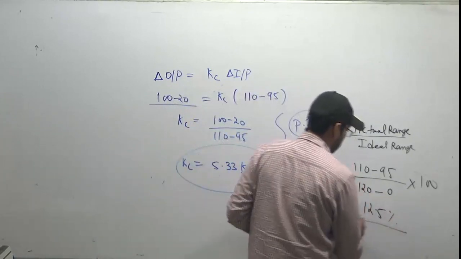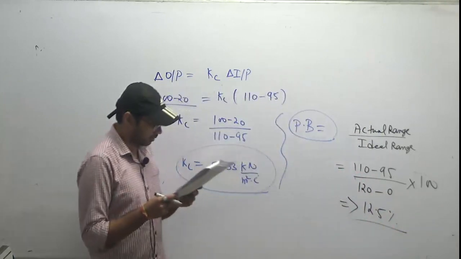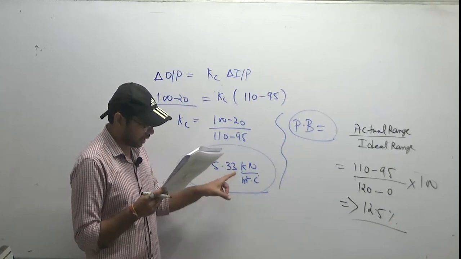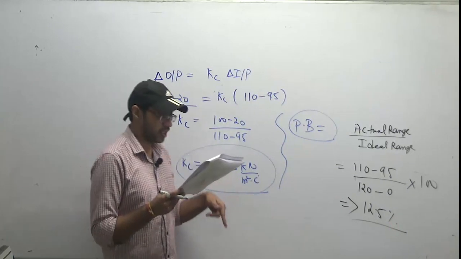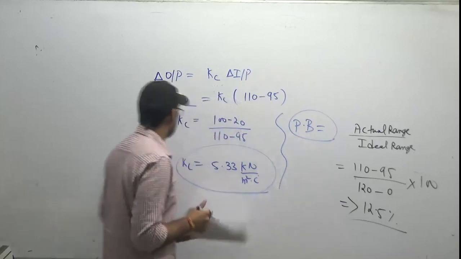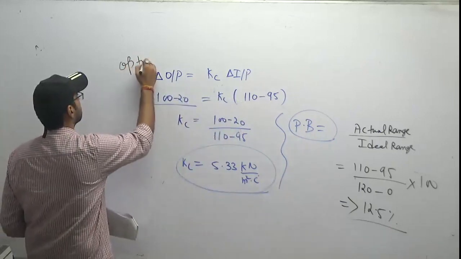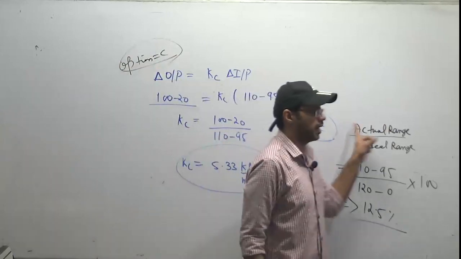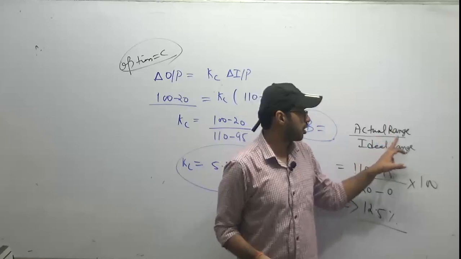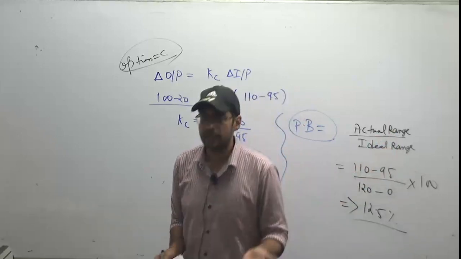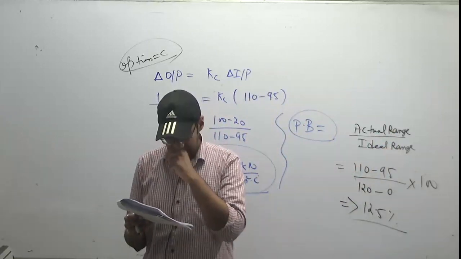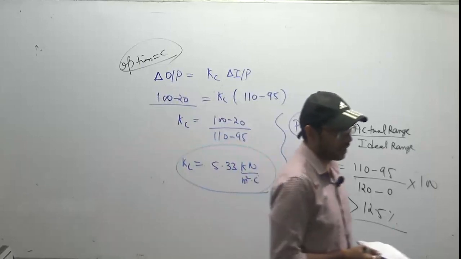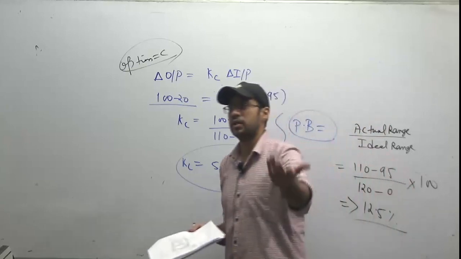12.5 percent. So according to this, sensitivity we are getting 5.33. So options A and C can be correct, but the proportional band is 12.5. So option C is the correct answer. Remember this thing. Proportional band is the ratio of what? Actual range by ideal range. Or we can say, write down, how much band has been used, or percentage band used.